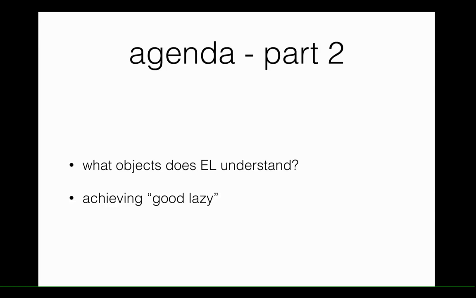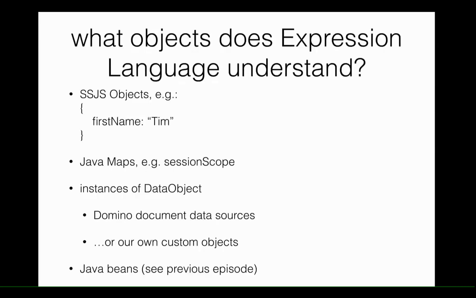And then the second is the comparatively philosophical notion of how we achieve good lazy. So first off, there are four types of objects that EL just knows how to deal with in XPages. And when I say deal with, what I mean is how to obtain property values and how to modify them. So the first type is just JavaScript objects. So here we have an example of an inline object that just has a single property. Expression language can bind to that object, specifically to properties of that object, and it just knows how to read and write those property values.